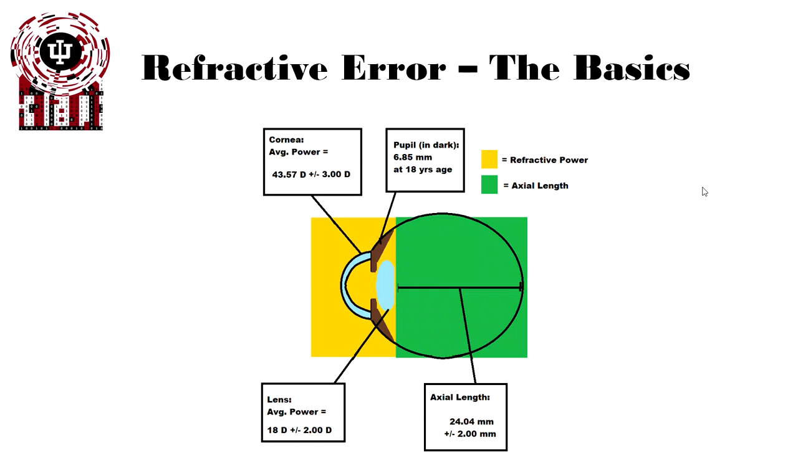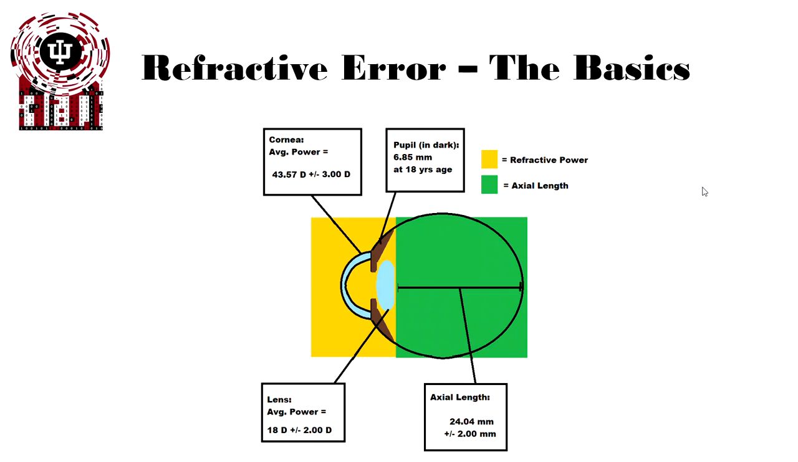The corneal average power is approximately 43.57 diopters, plus or minus 3 diopters. And we have a pupil that can change from dark to light, depending on how bright it is outside. And that affects a little bit of our optics, but the main next optical element is the lens, which has an average power of about 18 diopters, plus or minus 2 diopters. In total, this makes up about 60 diopters of the power of the eye.